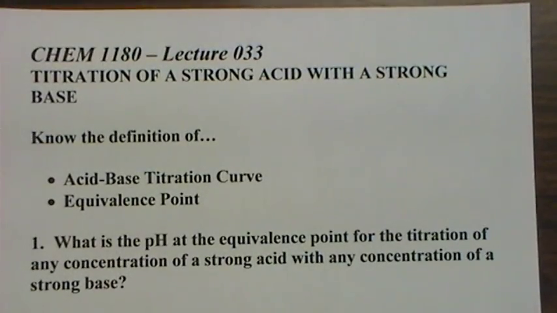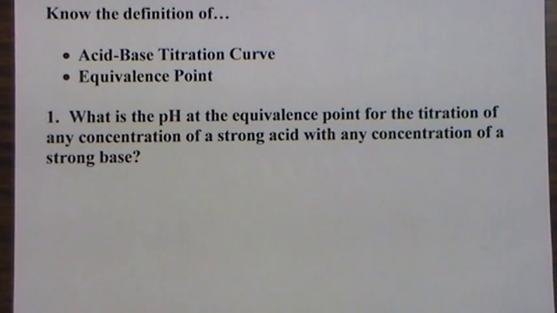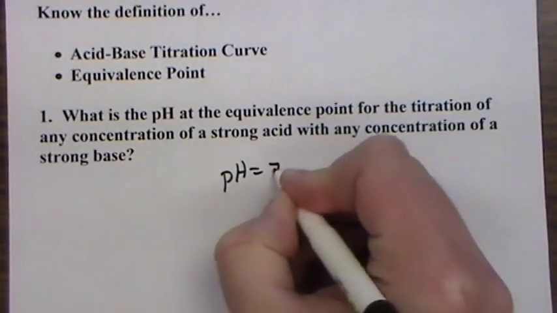Titration of a strong acid with a strong base. What is the pH at the equivalence point for the titration of any concentration of strong acid with any concentration of strong base? It's going to be a pH equal to 7.